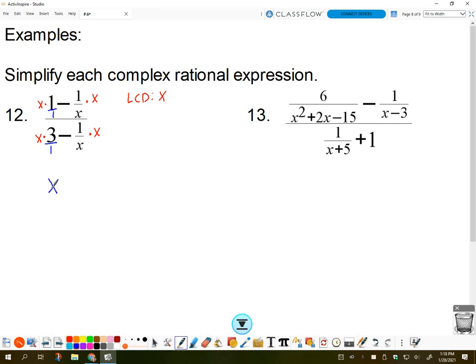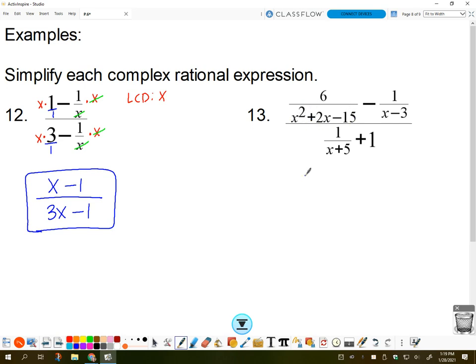All right, so what that's going to do for me: 1 times x is x. Here they cancel out. And so I just have minus 1. Here I get 3x. Here the x's cancel out, so I just have minus 1. And I am literally done. All right, the one on your test is kind of more like that one than like the next one, just so you know.